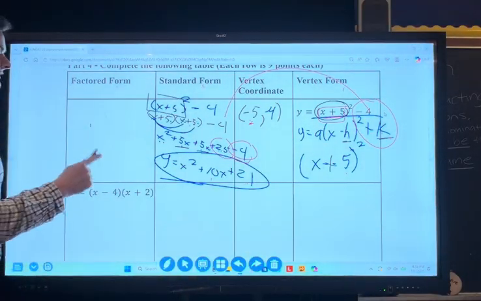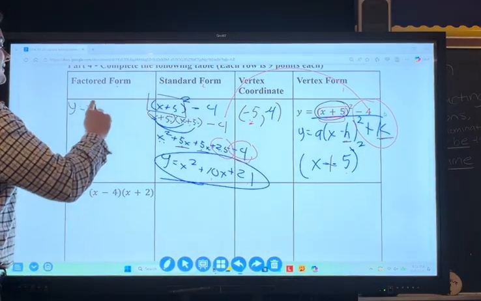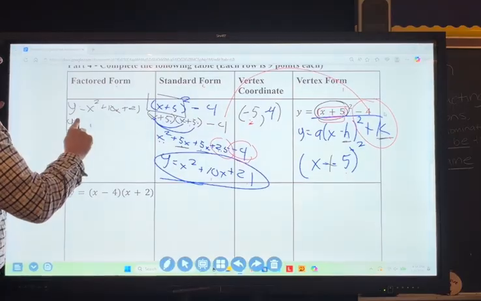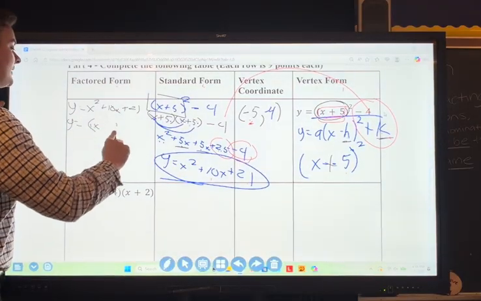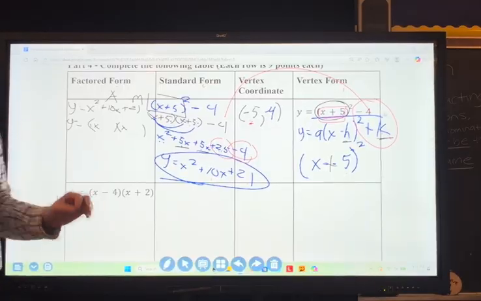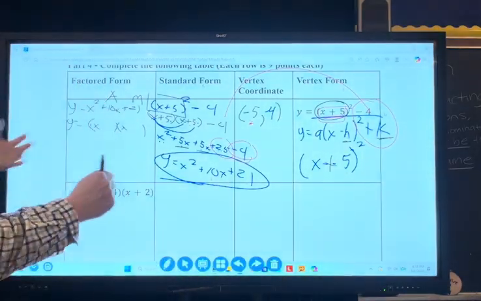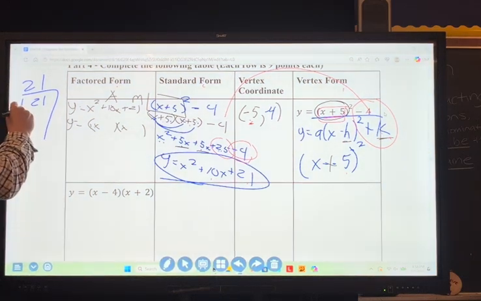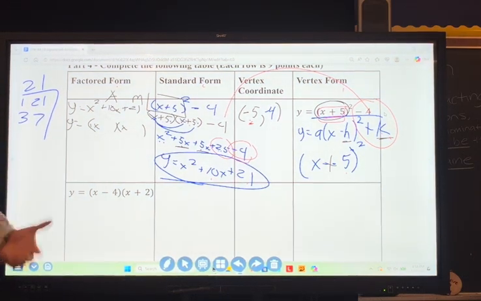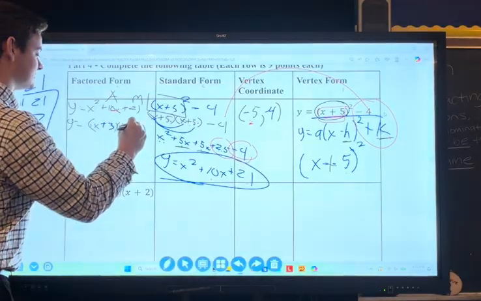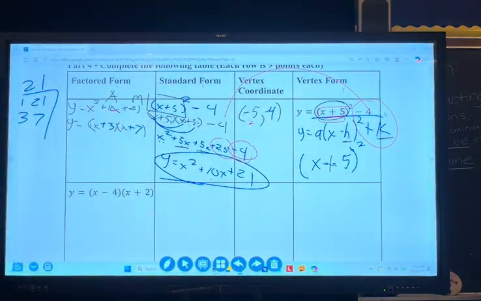To factor it, I'm going to rewrite it again. x squared plus 10x plus 21. I need to think of two numbers that multiply to 21, but add to 10. Multiply to 21, add to 10. I list my factors of 21. That's either 1 and 21 or 7 and 3. I see that 7 and 3 get me 10, so it's plus 3 and plus 7.